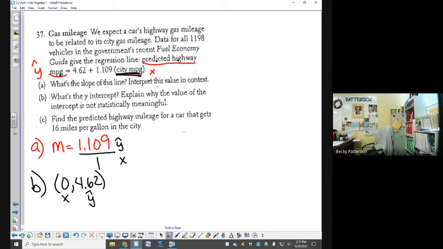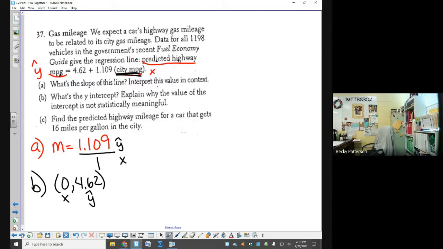When this car gets 0 city miles per gallon, it is predicted to what? It's not an increase, a decrease. This is like a snapshot. It will get 4.62 highway miles. It is predicted to get 4.62 highway miles per gallon.